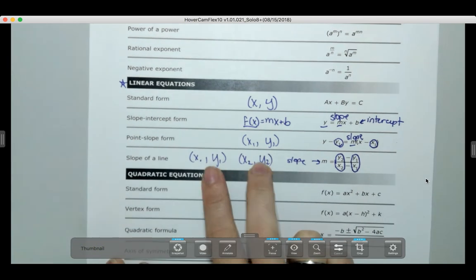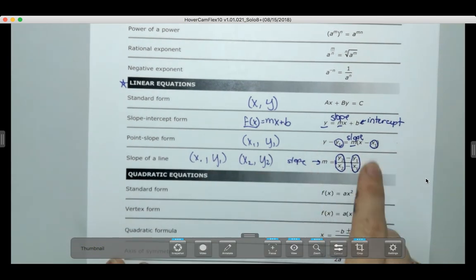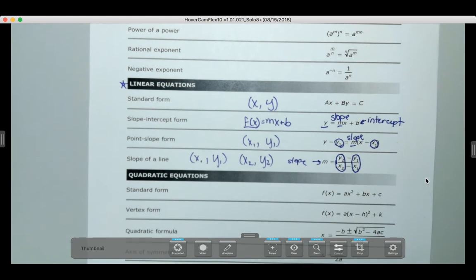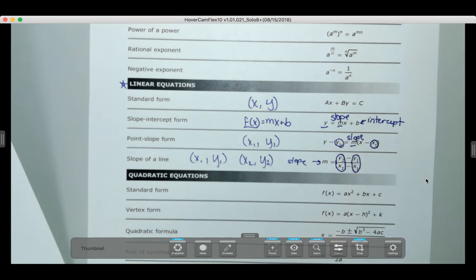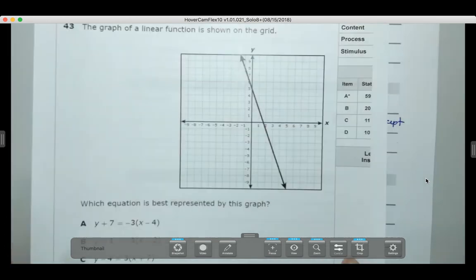Focusing in on that piece of information right there, I'm going to go ahead over to an example question. All of this, by the way, is on your reference materials that you'll be given on the test. You don't have to keep it in your brain, but let's see how this applies.